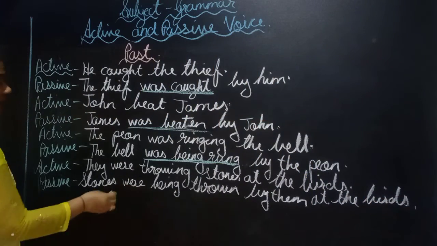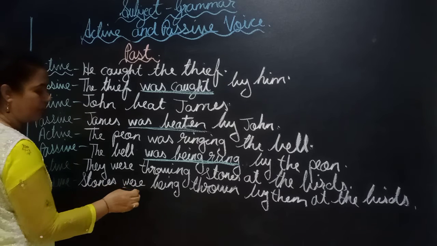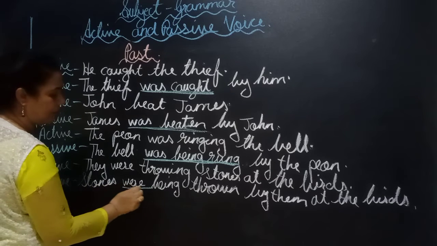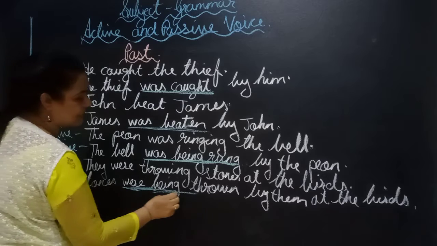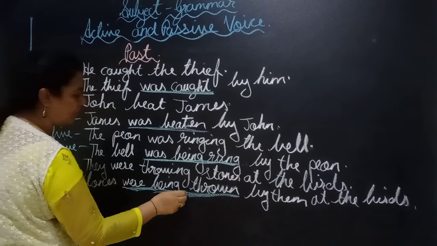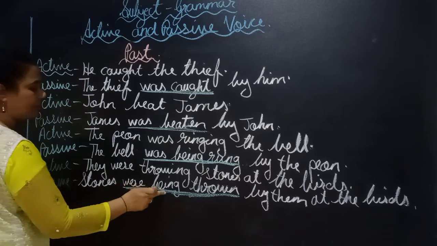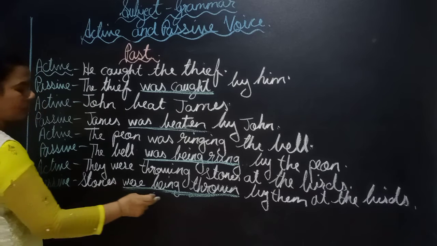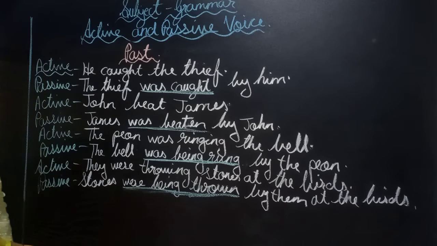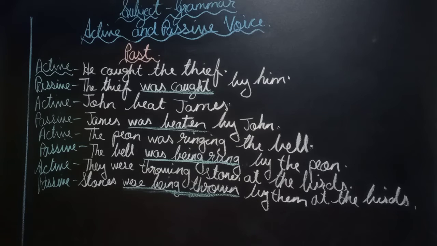So you can see I have added was or were, correct? Plus being plus past participle of the verb. Was or were plus being plus past participle of the verb. So this is our passive form.